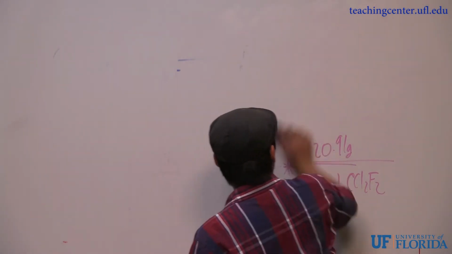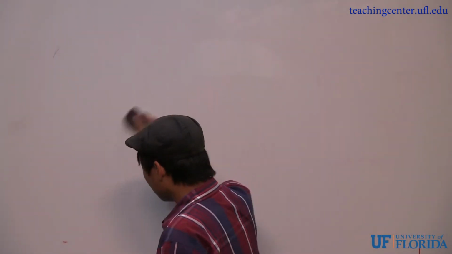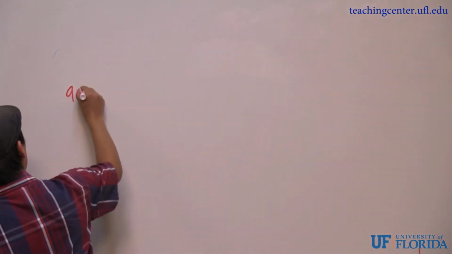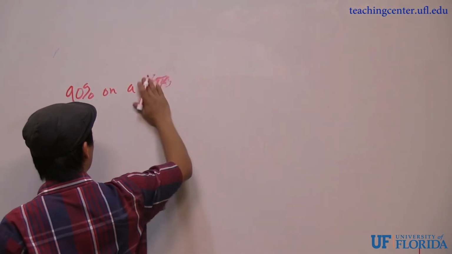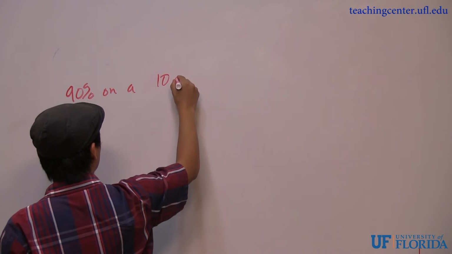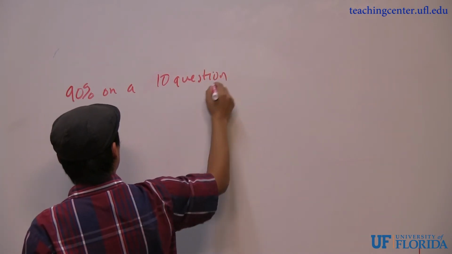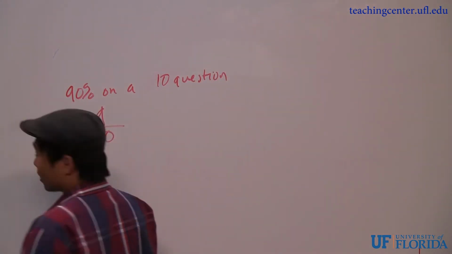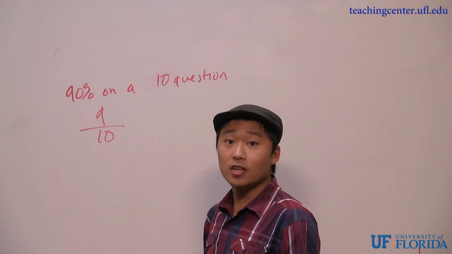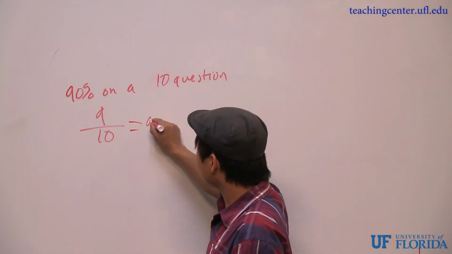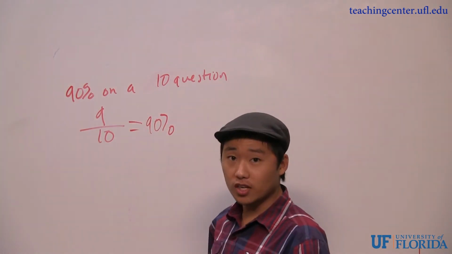Now, just because of that, that does not mean that's our final answer. We want to find the percent yield. Now, what is the percent yield? So if you were to get a 90% on a 100 question, let's do actually a 10 question quiz, that means you got 9 out of 10 right. Now 9 is how many you actually got. 10 is how many you could have got. So that gives you 90%. The exact same thing is true in chemistry.